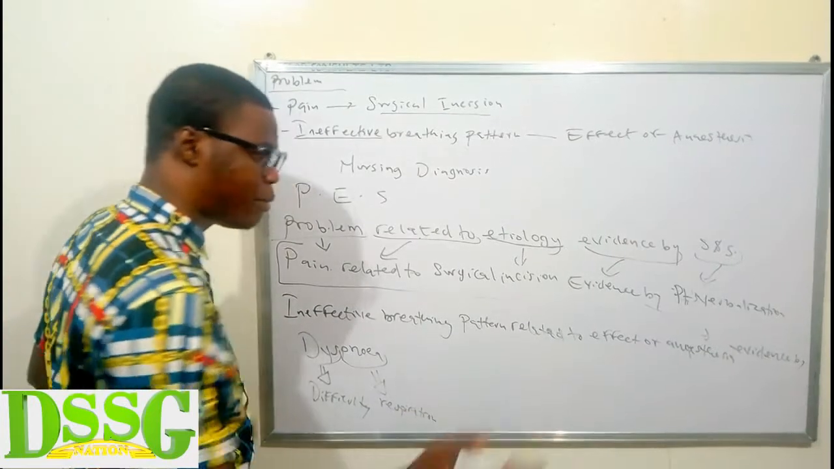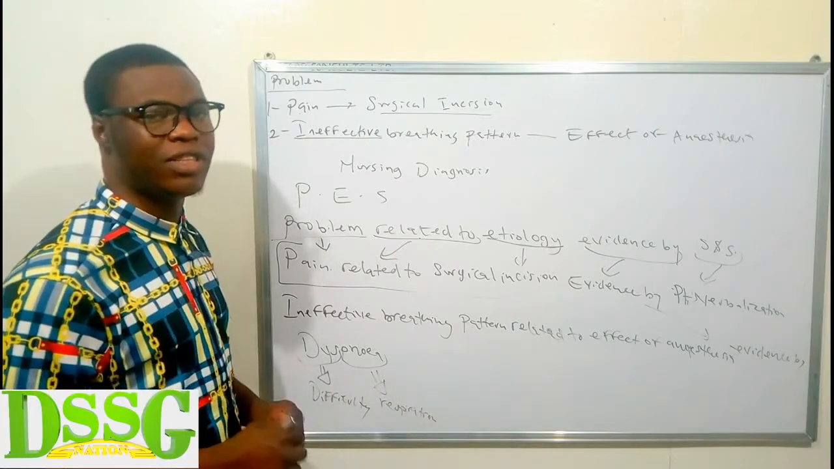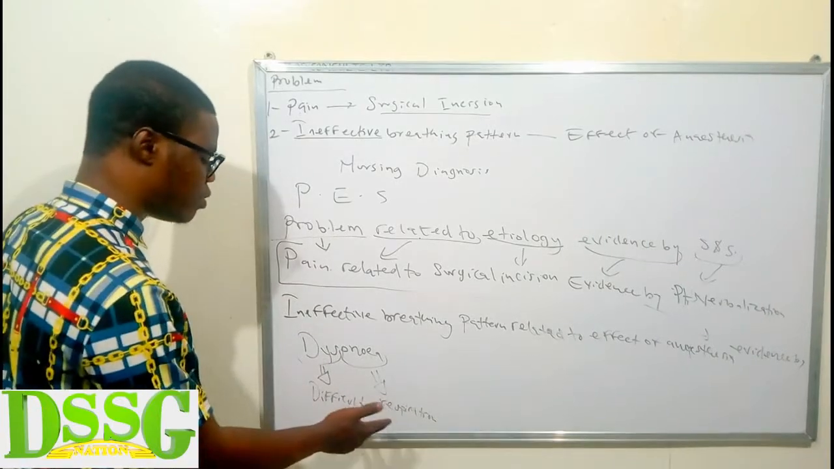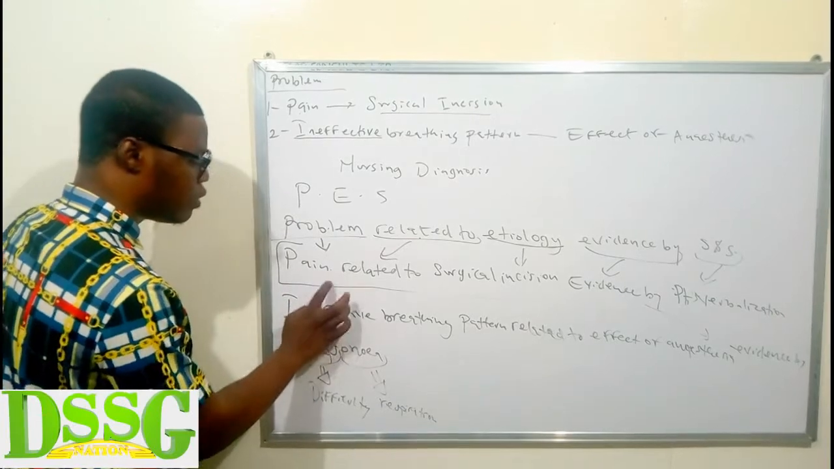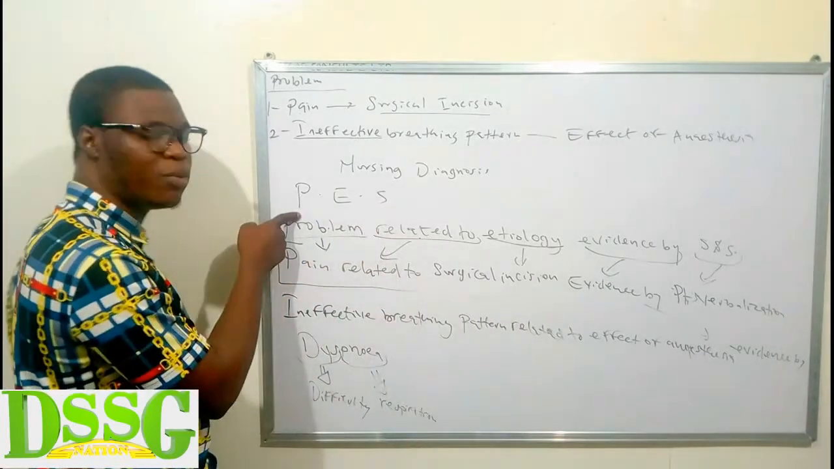So we have different types of pnea. We have apnea, eupnea, and the like. We'll be talking about that in vital signs. So dyspnea means difficulty in breathing, or you say difficulty in respiration. These two are good nursing diagnoses, and they are actual because they follow the PES format.